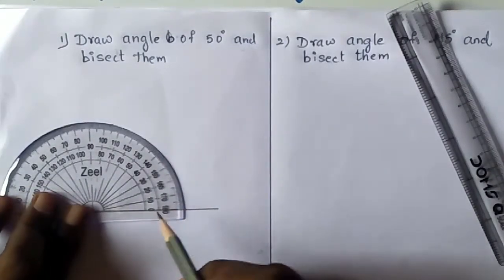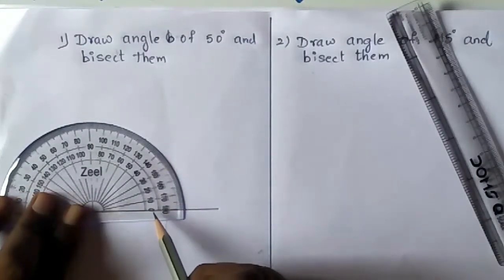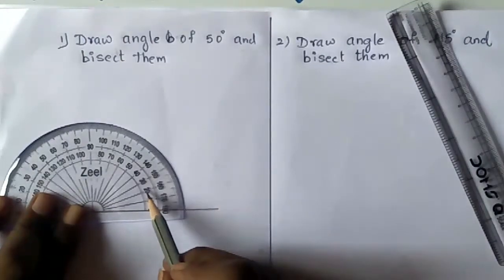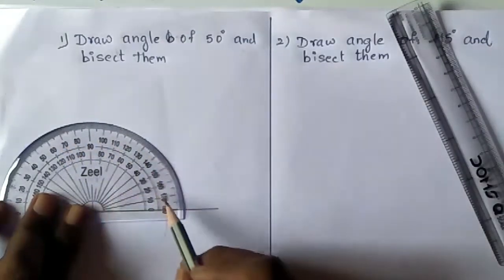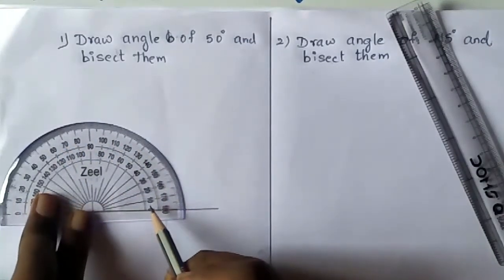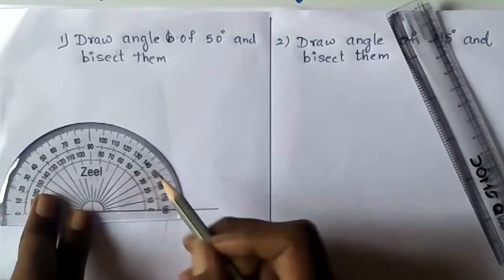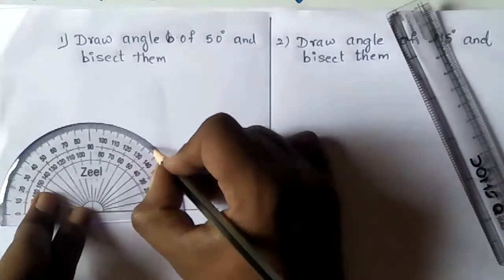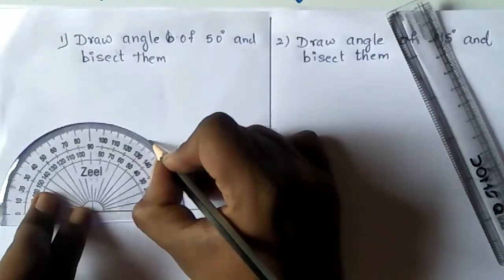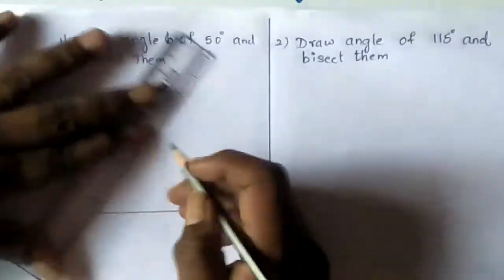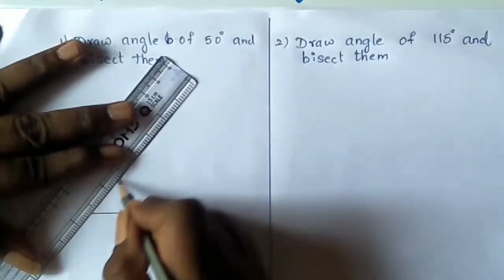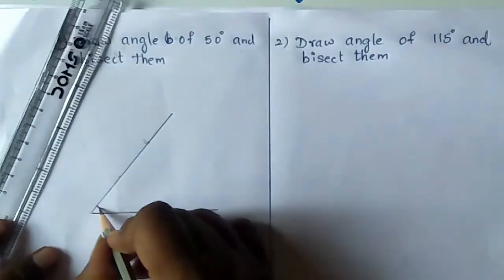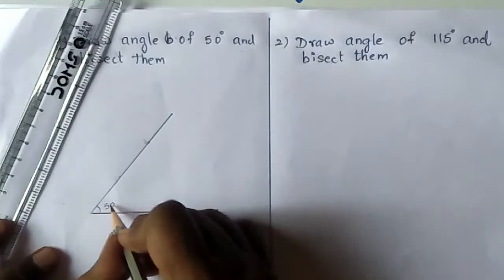Now 50 degree you have to measure from the below numbers which are given: 0, 10, 20, 30, 40, 50. You should not take the above numbers. You should use only the below numbers. So 50 degrees here. I have drawn an angle which is of 50 degree.